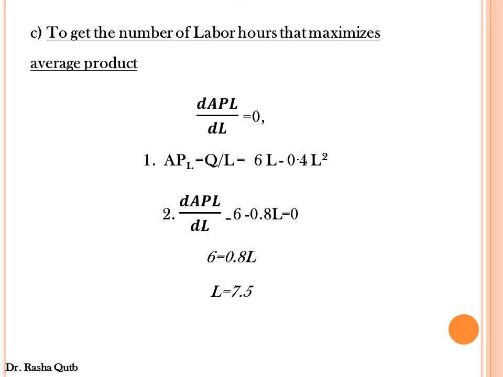We could solve this point by another solution, where the number of labor hours that maximize average product of labor is found when average product of labor equals marginal product of labor. When we equate average product of labor with marginal product of labor, we get the same solution, which is 7.5 labor hours.